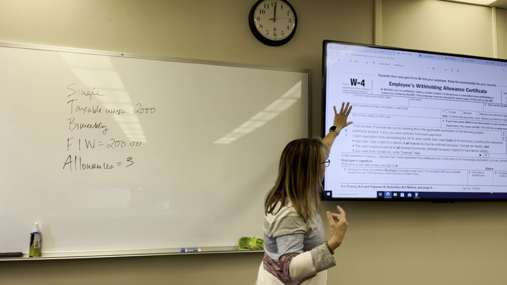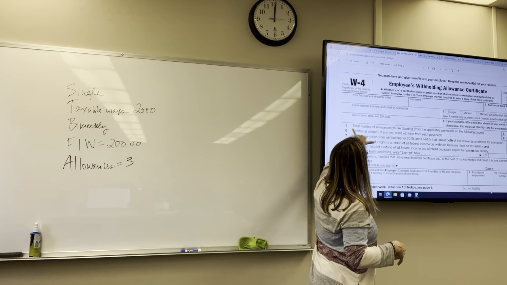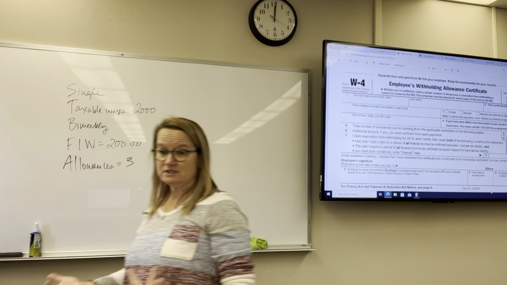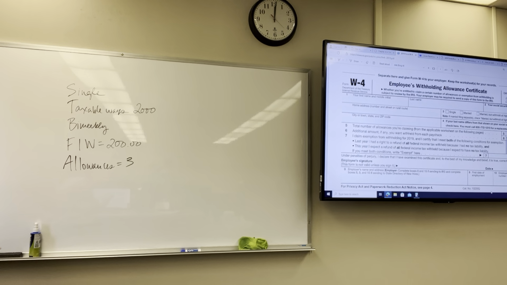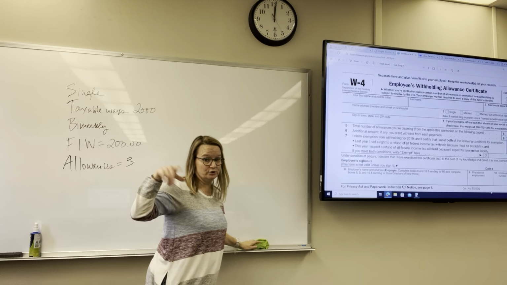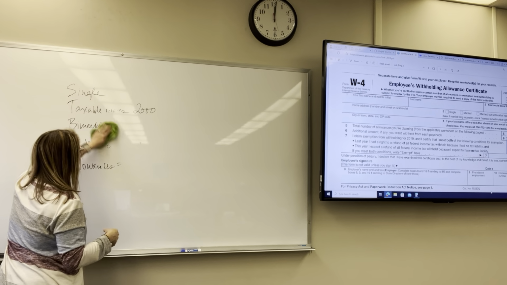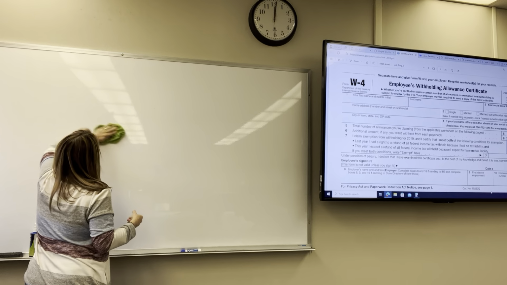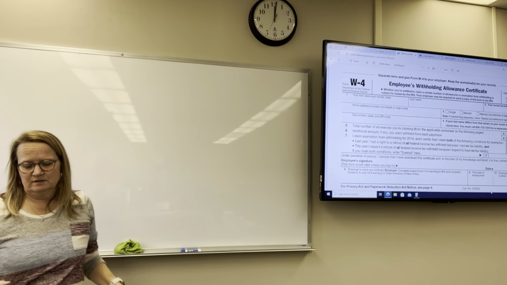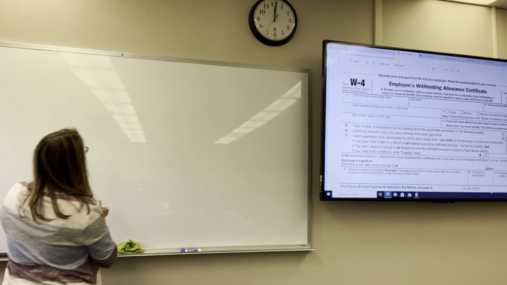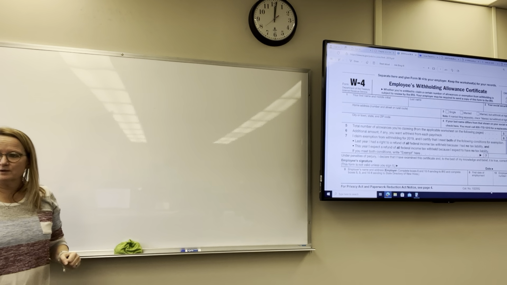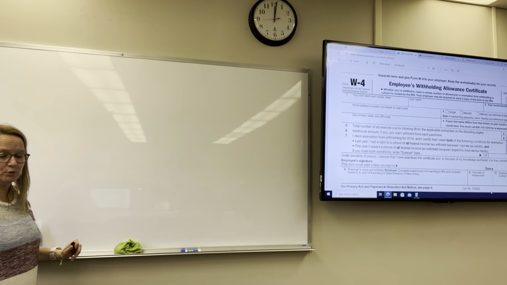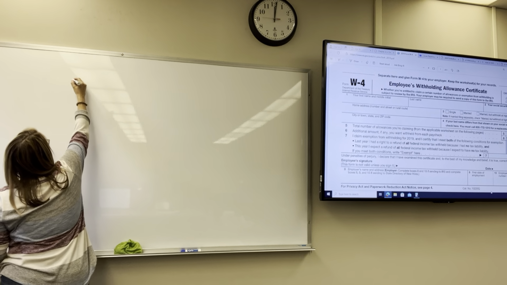Line 5, again, I'm not going to go through those, that's just the address. Line 5, number of allowances you're claiming. Okay, so just like Iowa, we're talking about allowances now, and I'll show you how those are calculated at the federal level. Does anybody remember those 4 factors that we needed in order to calculate withholding for 2020 and later W-4s? Remember those 4 factors?